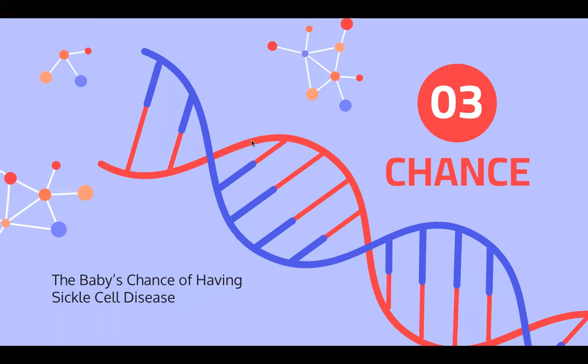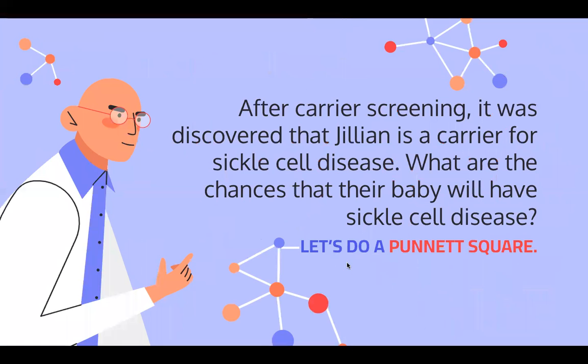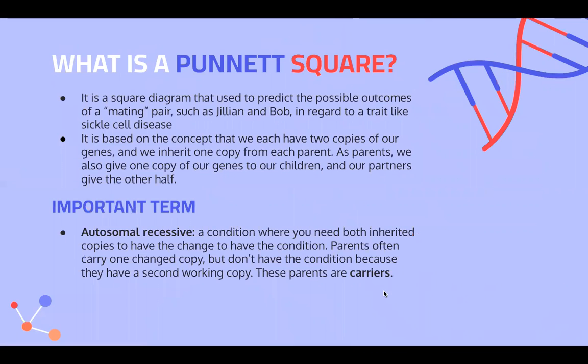All right, now let's talk a little bit about the chance of this baby having sickle cell disease based on the results of the carrier screening. After carrier screening, it was discovered that Jillian is a carrier for sickle cell disease. What are the chances now that their baby will have sickle cell disease? Something we can use to figure this out is called a Punnett square. What is a Punnett square?